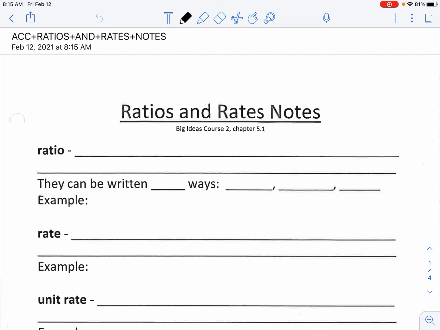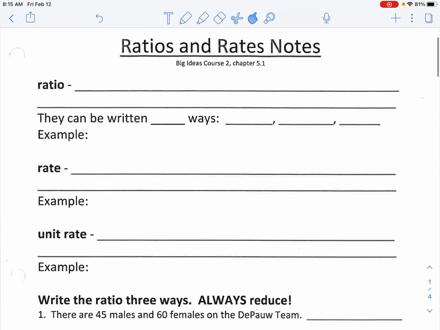Good morning. So we are ready to start our next chapter. We're in chapter 5 now, ratios, rates, and proportions. So we are going to start today with the definition of a ratio.